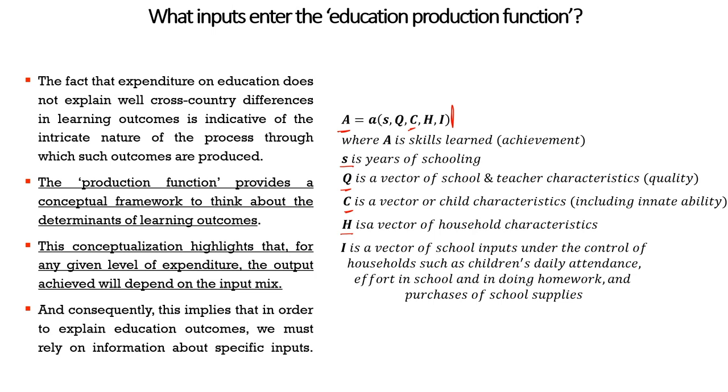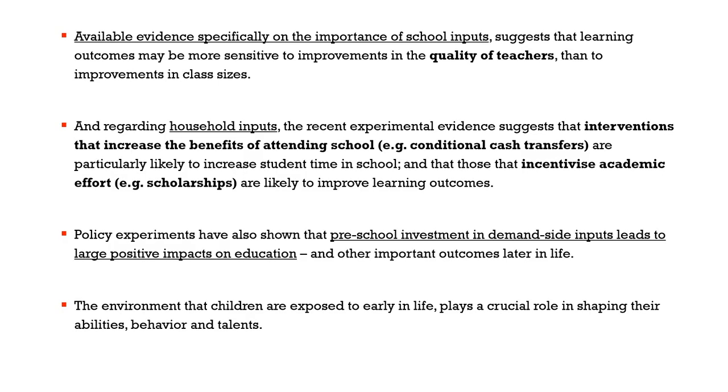or not, for example, whether there is a playground or not, whether there is a boundary wall or not. These are all specifications that go towards the formation of what is called a school, and how these become a part of the input variable that goes on to impact learning outcomes. Available evidence specifically on the importance of school inputs suggests that learning outcomes are very sensitive to improvements in quality of teachers rather than to improvements in class sizes.